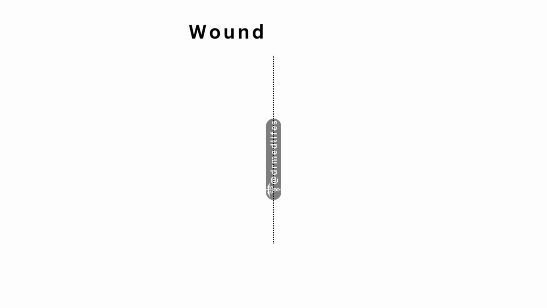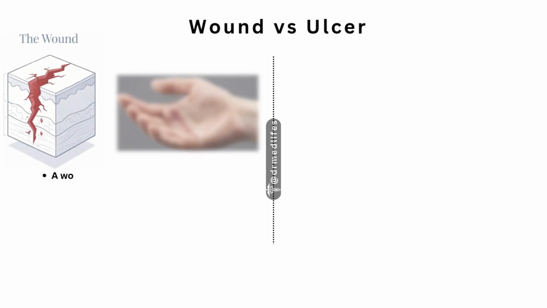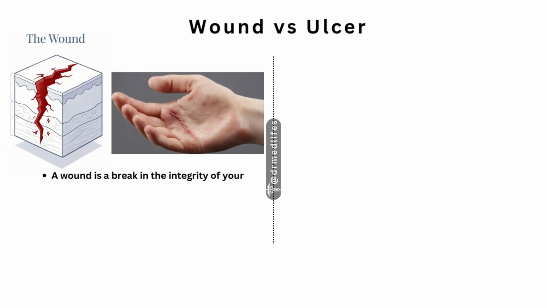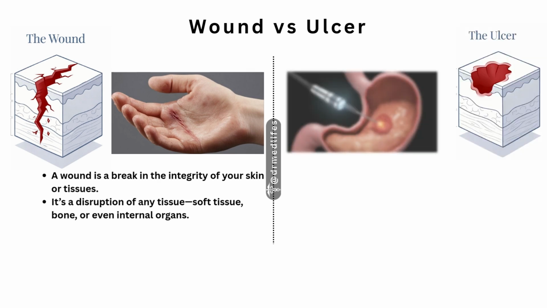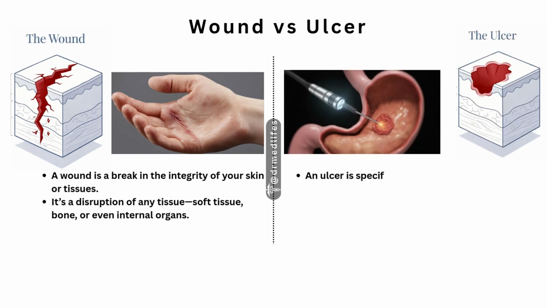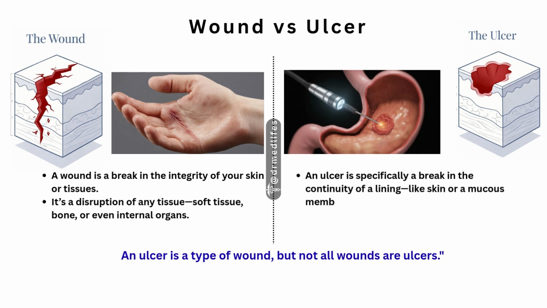First, let's get our definitions right. A wound is a break in the integrity of the skin or tissue. It is a disruption of any tissue like soft tissue, bone or even internal organs. But what about an ulcer? An ulcer is specifically a break in the continuity of a lining like skin or mucous membrane. An ulcer is a type of wound, but not all wounds are ulcers.